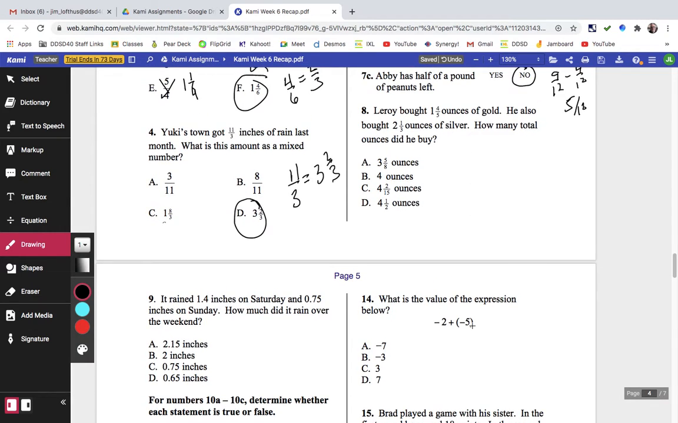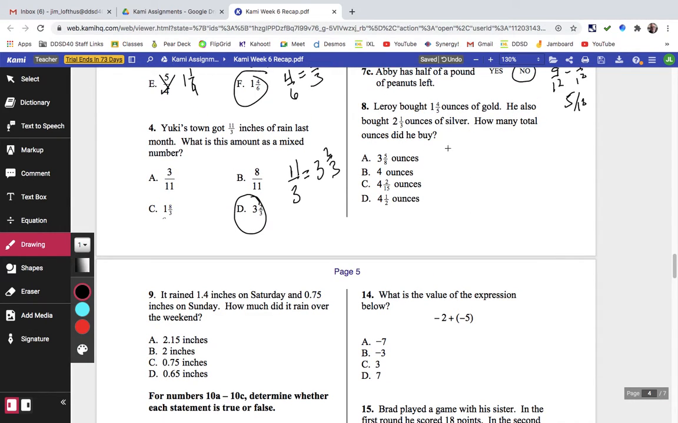All right, here's number 8. Leroy bought 1 4/5 of an ounce of gold. He also bought 2 1/3 ounces of silver. So this is gold. This is silver. I'm going to change both of these to, well, let's just read the question first. How many total ounces did he buy? So I can add these together. So we just want to know how much metal he has.